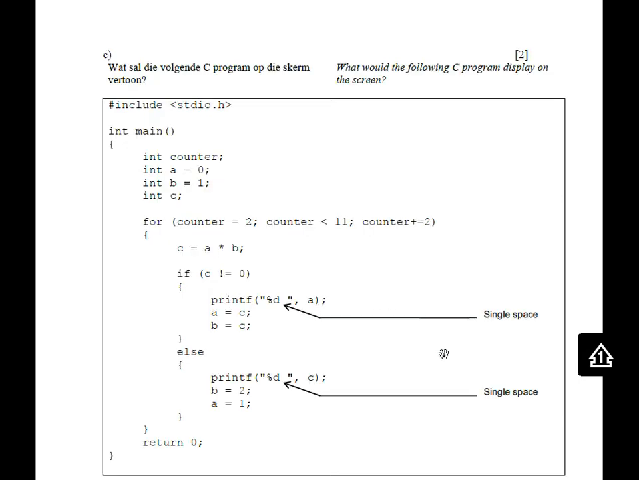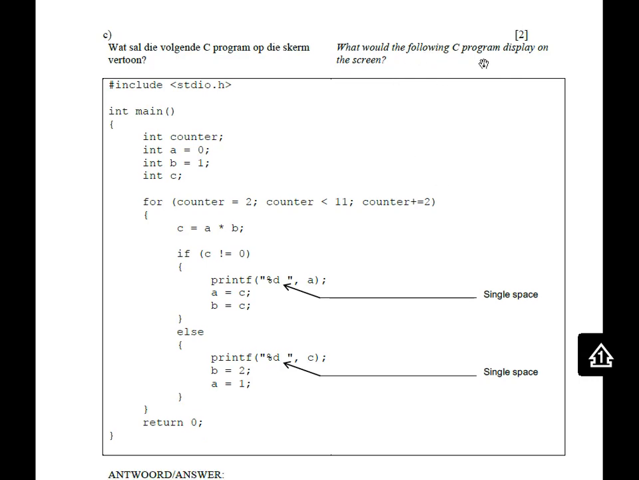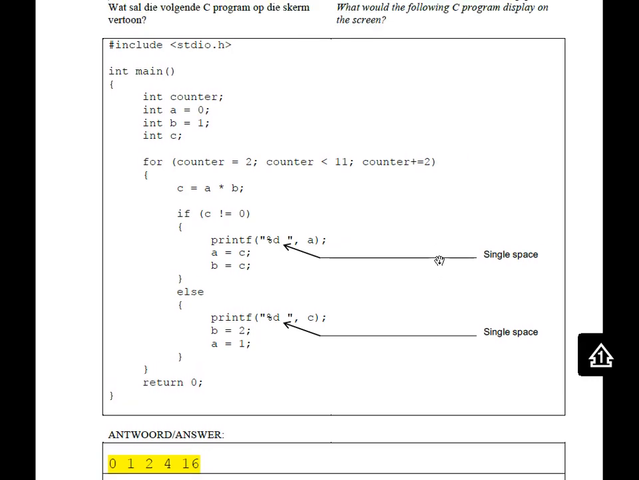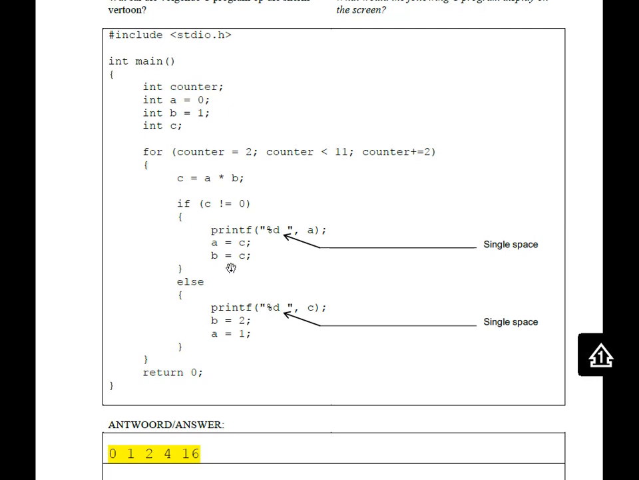Okay, over here: what would the following C program do? It's obviously again a bit of a pattern, so the best approach is to just follow it. You start off with counter equal to 2, and then counter is equal to counter plus 2, and you do this while counter is smaller than 11. So 2, 4, 6, 8, and 10. That's 1, 2, 3, 4, 5. Five times it's going to iterate.